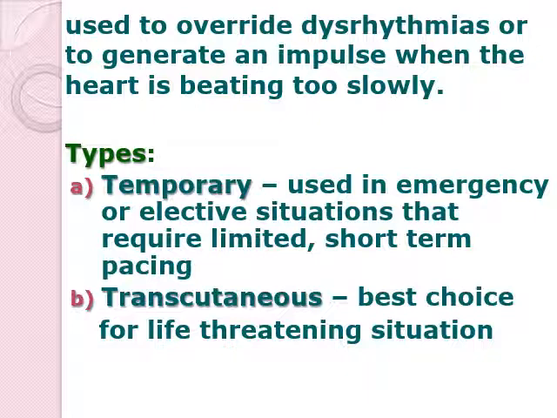Temporary, as the term implies, is used for emergency or elective situations, okay, that require limited or short-term pacing or need for pacemaker. Whereas your transcutaneous, despite being the best choice, okay, this is also used for long-term management of your dysrhythmias.